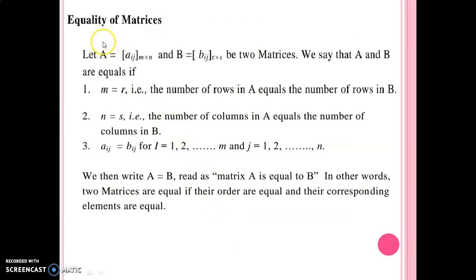Next is the equality of matrices. We say the two matrices A and B are equal if the number of rows in A is equal to the number of rows in B and the number of columns in A is also equal to the number of columns in B. Also, the corresponding entries in both the matrices should be equal.